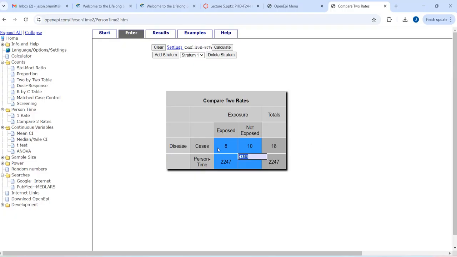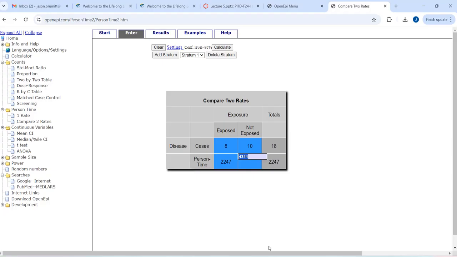how did I know which column to put things in? First off, I'd have to define what my exposed group is. That's my at-risk group, the group I think is going to be at a greater risk of disease or injury. The non-exposed group is the other group. The cases being the number of people, and then the person time from there. So cases being the numbers of disease, the overall person time.